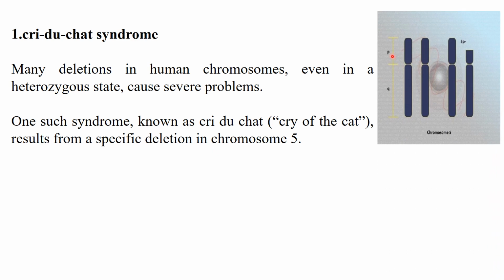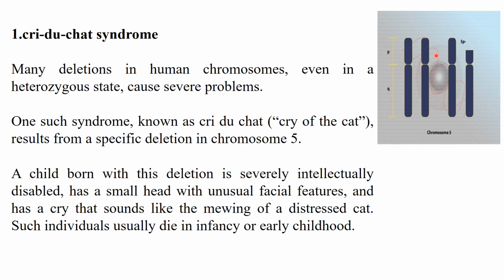A normal chromosome has a P and Q region. When the P region of chromosome 5 is lost or deleted, this type of condition is called Cri-du-chat syndrome. A child born with this deletion is severely intellectually disabled, has a small head with unusual facial features, and has a cry that sounds like the mewing of a distressed cat.